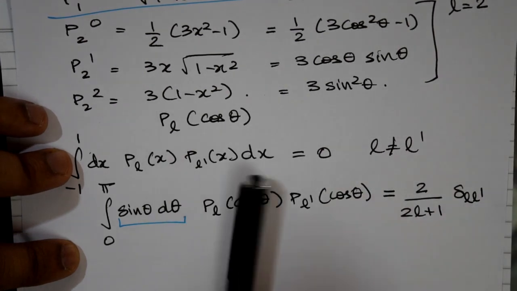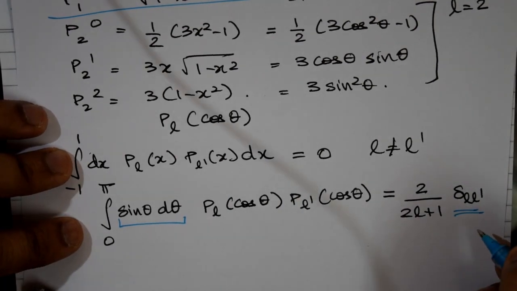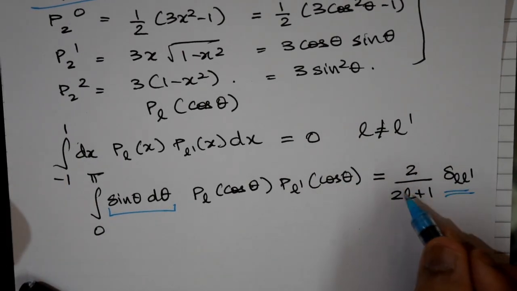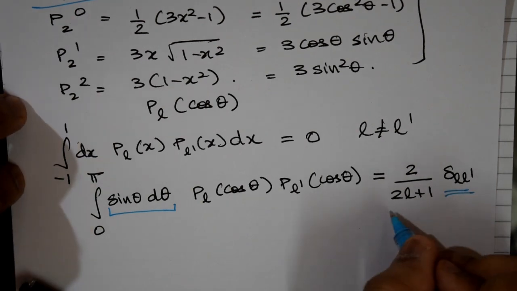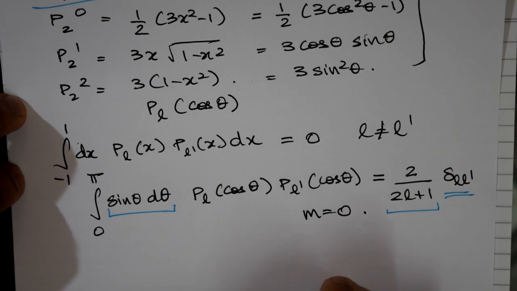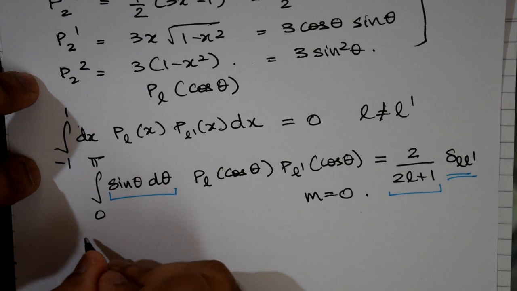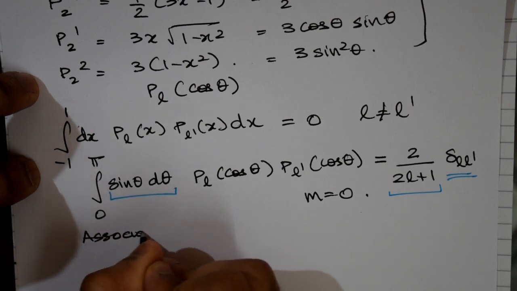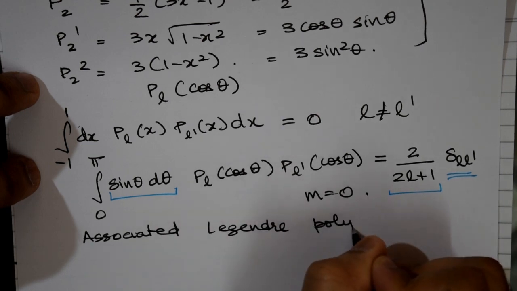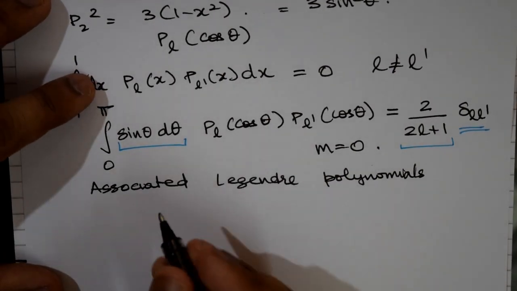So this is nothing but our Kronecker delta that we have seen several times, and this is nothing but the factor that would come when you want to normalize. So you're able to realize when m equal to 0, this will become the normalization functions. So how would we do the normalization, or how does this relation look for the associated Legendre polynomials? So this is going to end up looking something of this sort.